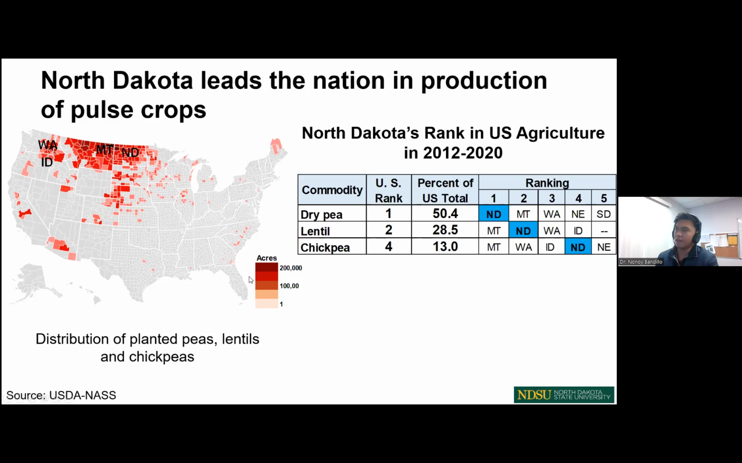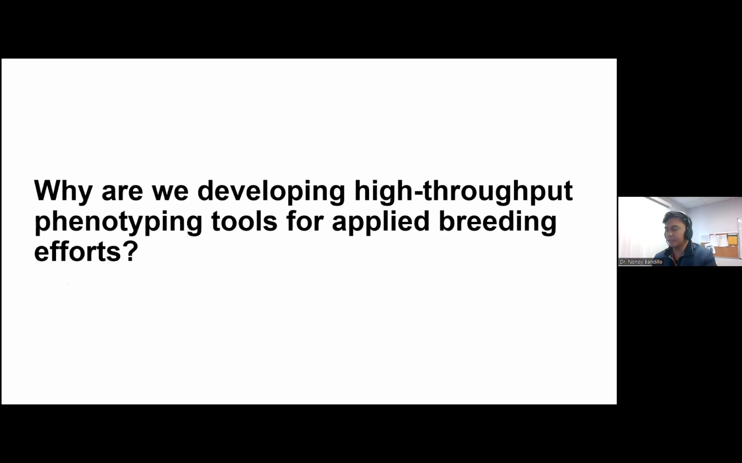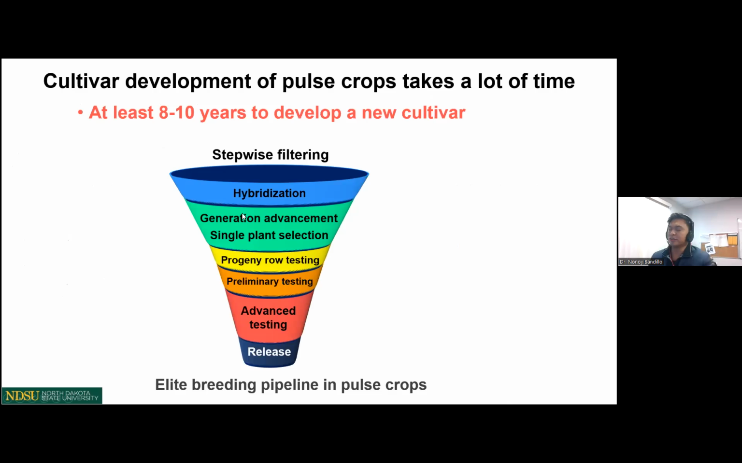All right, so now the question for this seminar is, why are we developing high-throughput phenotyping tools for applied breeding efforts? Maybe we're looking for a miracle, right? Maybe we're looking for a new variety that could save the world. There are a couple of reasons I could think of. One is that every crop you breed, or any cultivar development process, takes time. In pulse crops, at least, it takes about 8 to 10 years to develop a new cultivar.